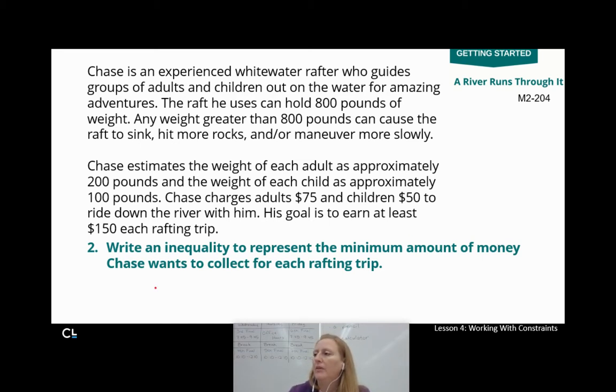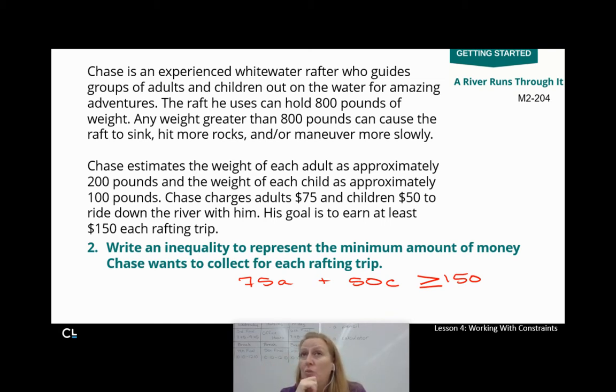So my first thought when I did this was, okay, $75 per adult plus $50 per child. And we want that to be at least $150. So more than $150 is good, right? If he makes more money, that's a good thing. If he equals $150, that's a good thing. But he doesn't want to make less than $150. So this total should be greater than or equal to 150. So this is what I originally had, but then I realized something.